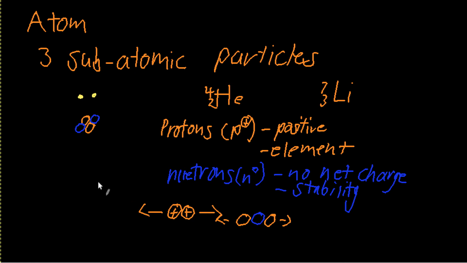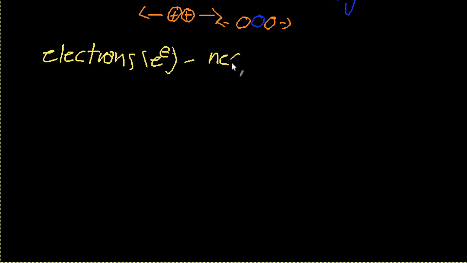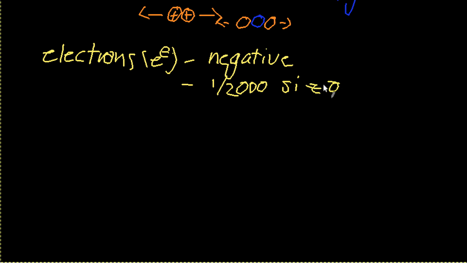The electrons, just go down, so electrons are represented by the E- sign. So from this you can tell there is negative charge, and they are also 1/2000th the size of a proton.